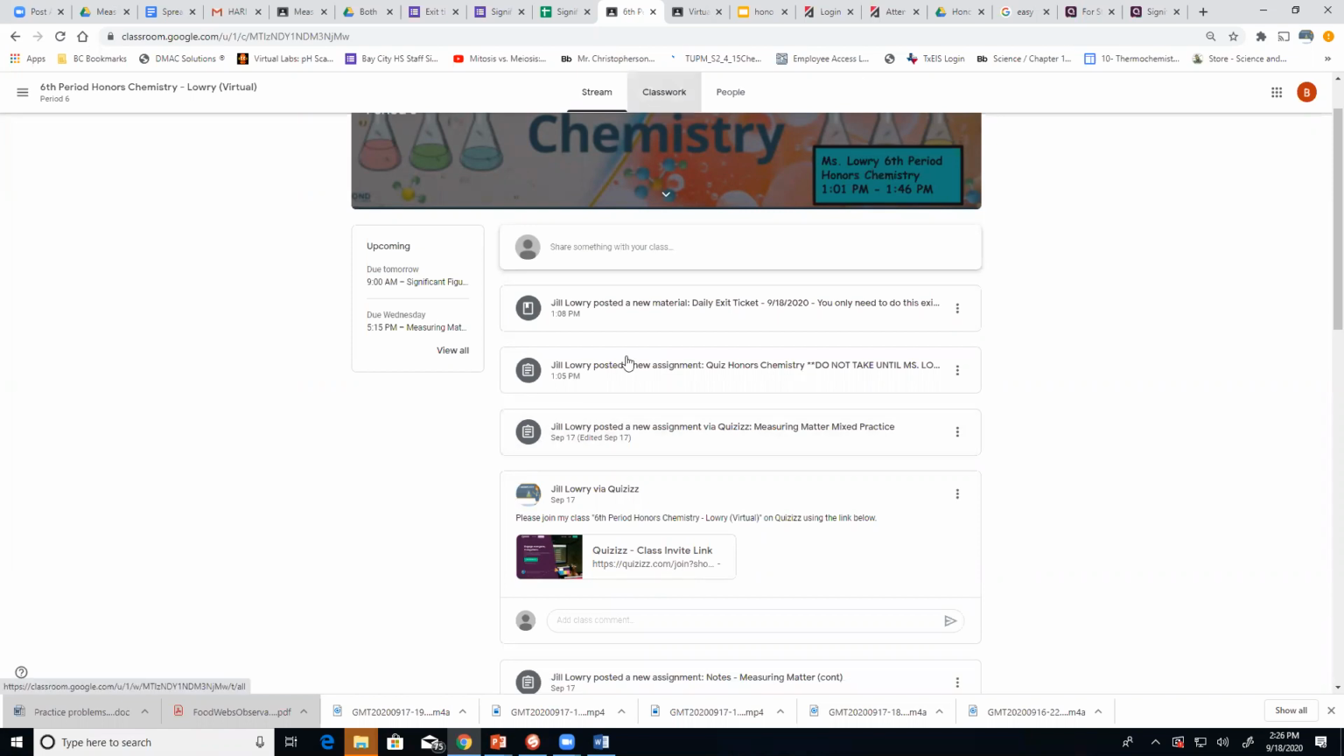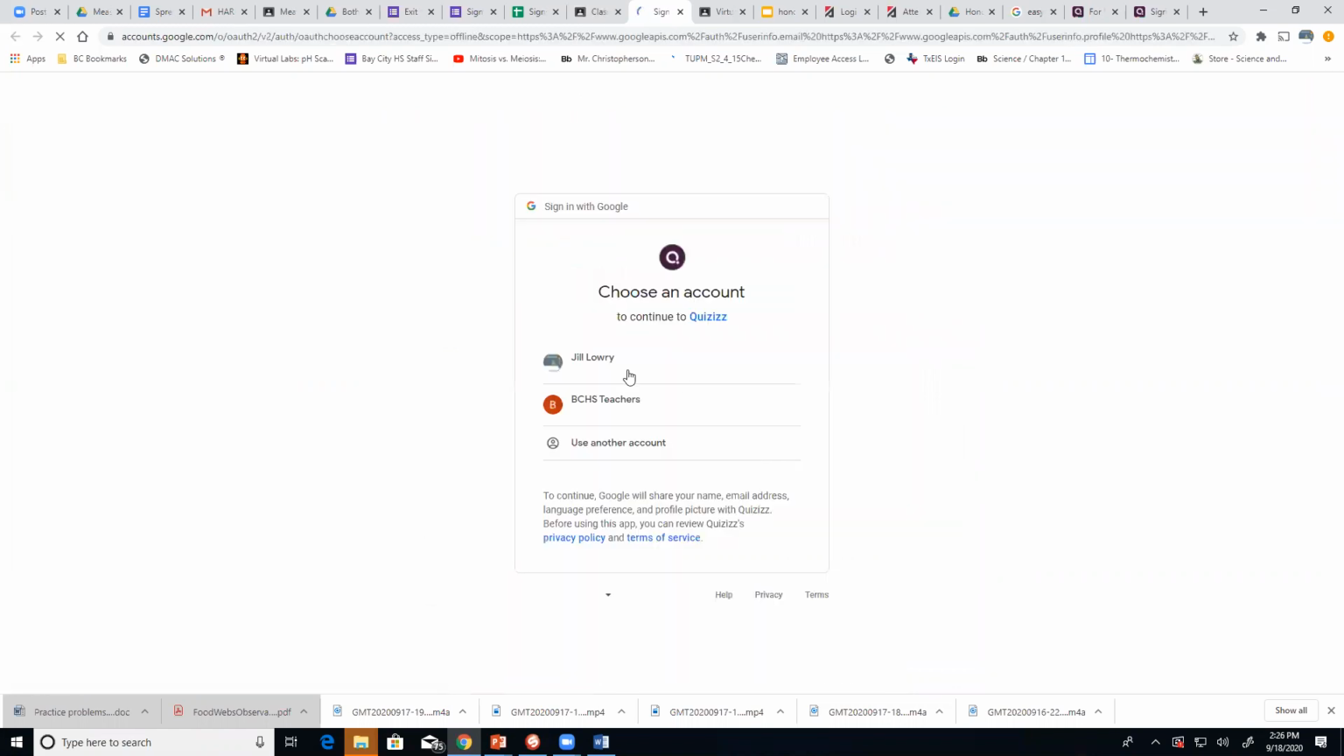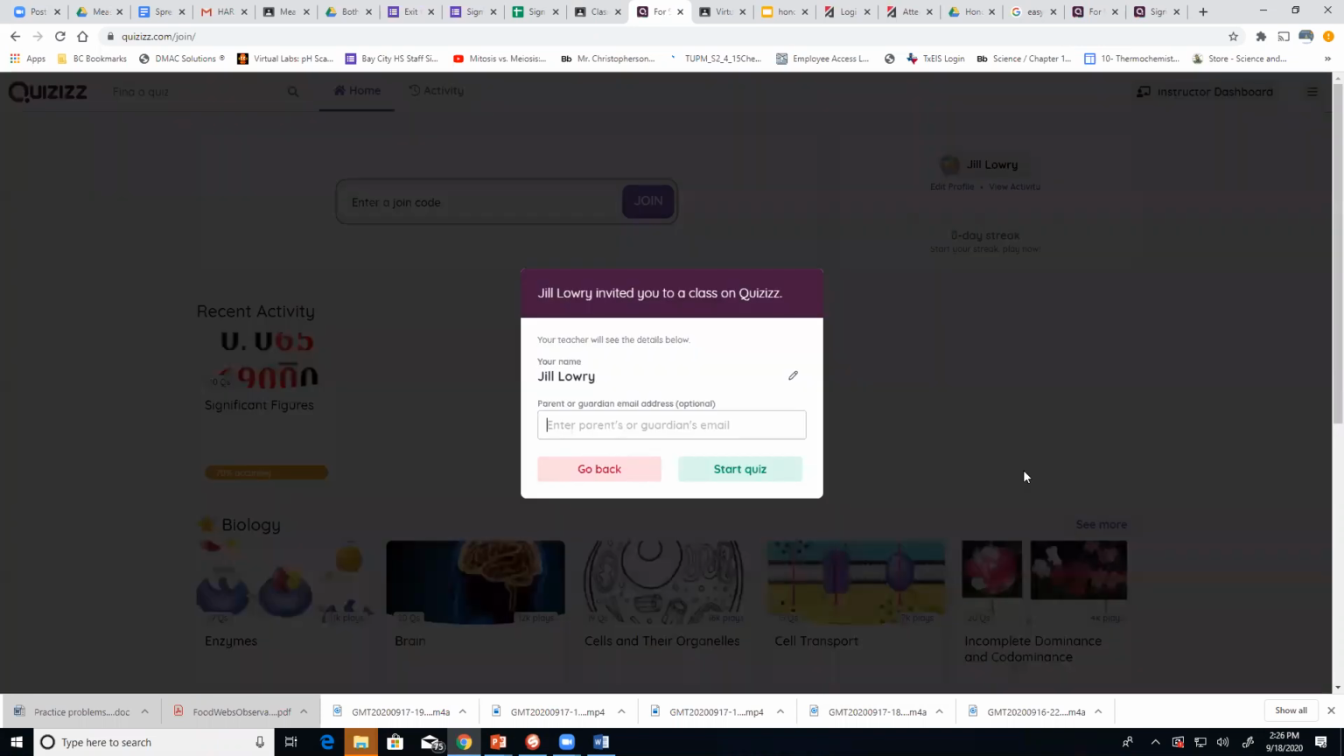So if you go down to your classwork, under measuring matter mixed practice, this has density problems, making sure that you use the right number of sig figs. It has temperature conversions. It has metric conversions.